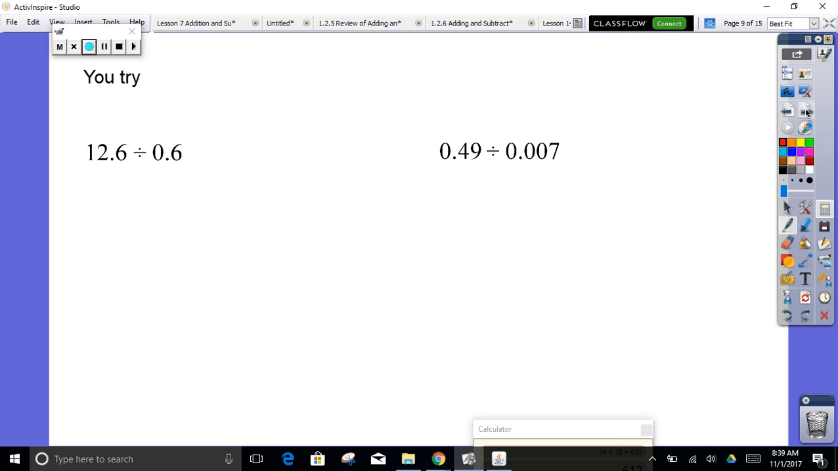Taryn, what did you get as an answer? 2. Yes, 2. Oh, right, no. 21. It's not 2.1, it's 21. Because if you have 0.6 into 12.6, you're moving your decimal over 1 and 1. 6 goes into 12 twice, into 6 once. Your decimal is here, so it's 21.